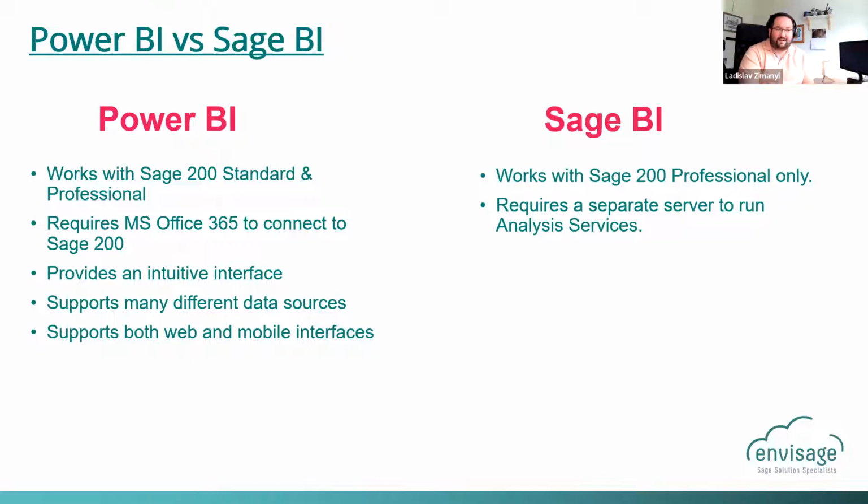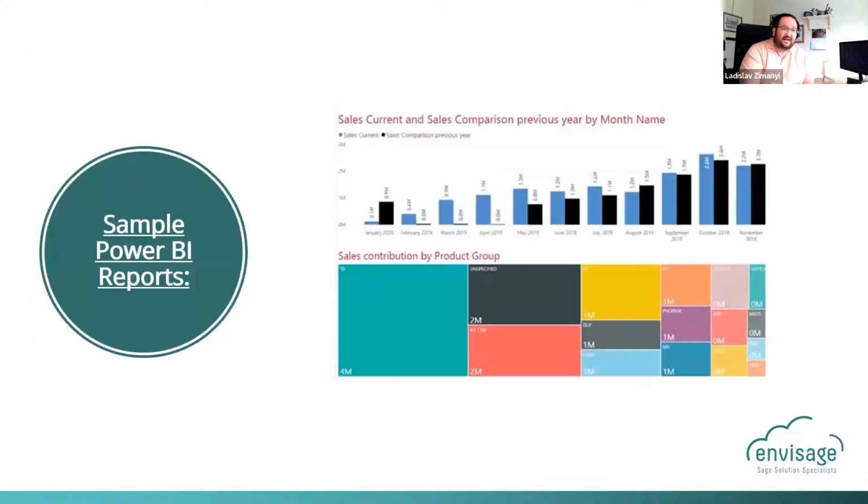both, again, web and mobile interfaces, whereas Sage BI works with Sage 200 Professional only, requires a separate server to run analysis services, and it also is resource heavy when it comes to refreshing the data. It's not as straightforward just to get the data out of the system. And of course, in Sage BI, you don't have the option to combine multiple sources.